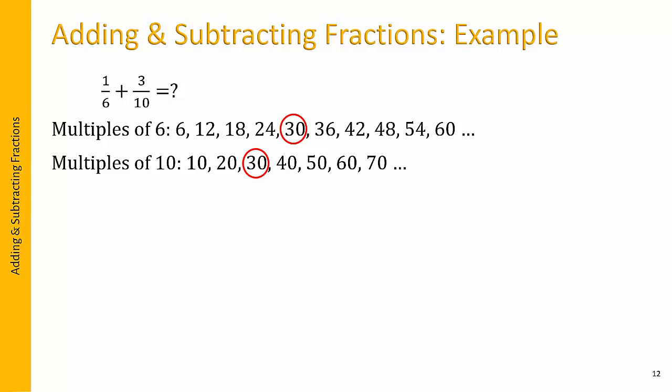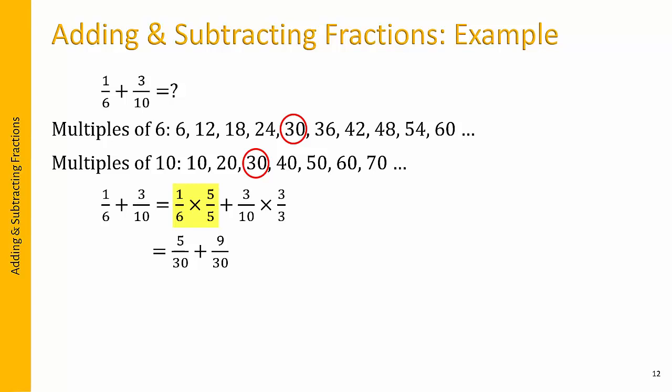Now note that we could have got a common denominator by doing 6 times 10 is 60, but that is not the lowest. So now we have to change our denominators to 30s. The 6 needs to be multiplied by 5, so we multiply the numerator in 1/6 by 5, and the 3/10 we're multiplying by 3 over 3. So that gives us 5 over 30 plus 9 over 30, which of course gives us 14 over 30.